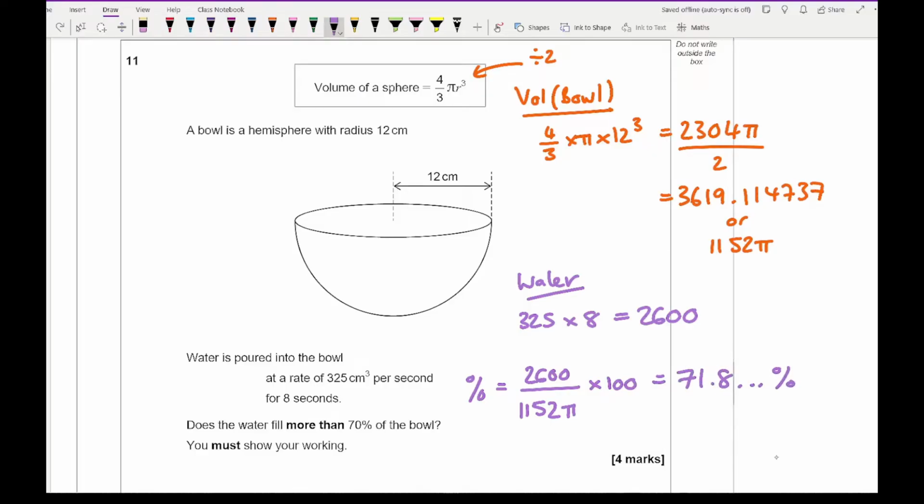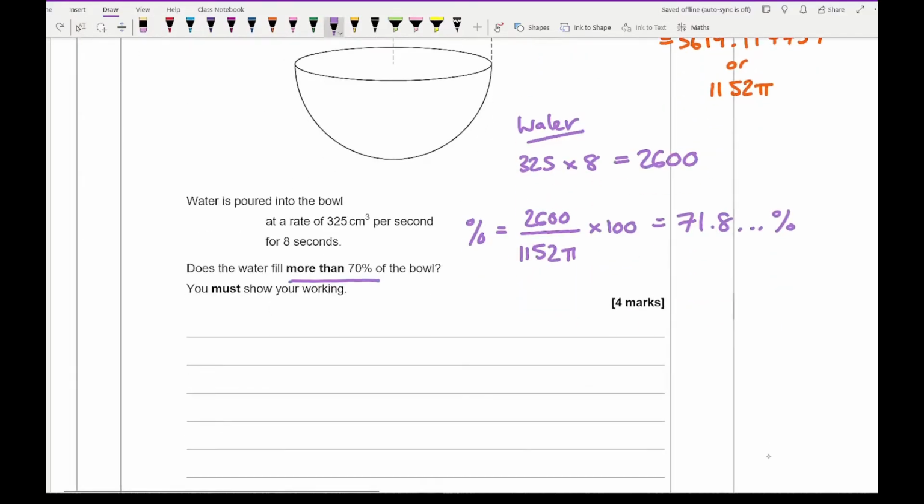So the question's asking, does the water fill more than 70% of the bowl? We can say yes it does, as 71.8% is greater than 70%.